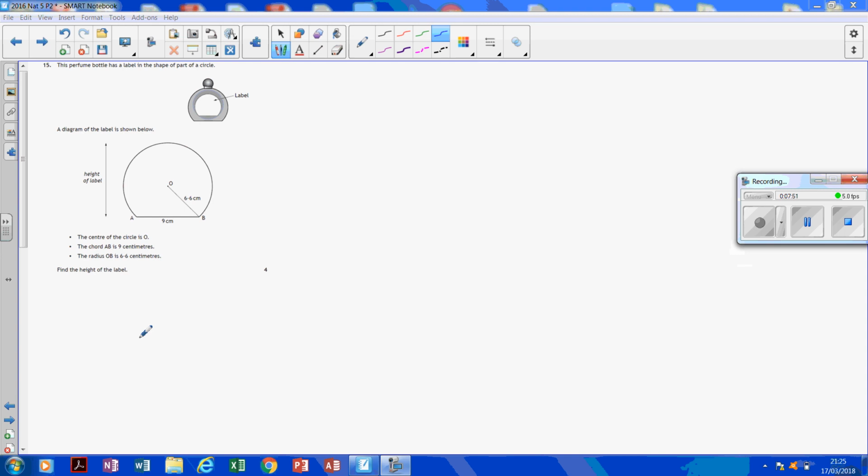A perfume bottle has a label in the shape of part of a circle. The diagram of the label is shown below. Height of the label, and it gives us various dimensions. Now we've got to work out the height of that. Now these questions I call Pythagoras pipe questions.